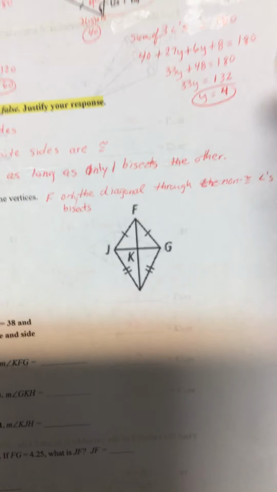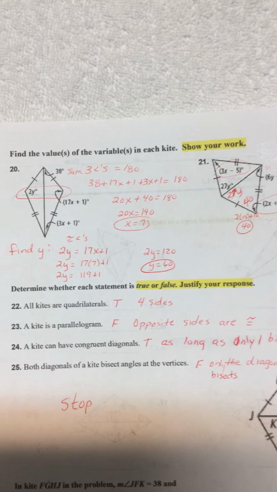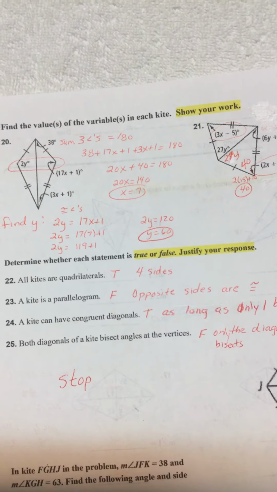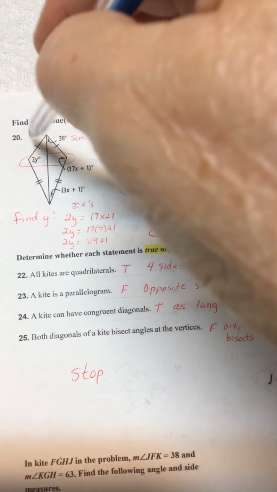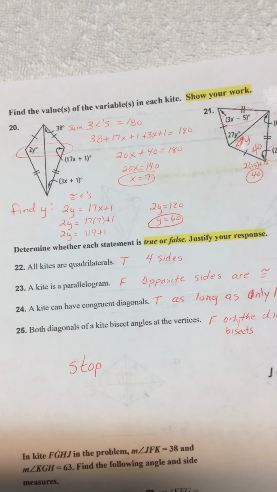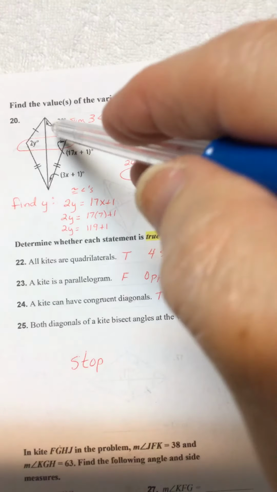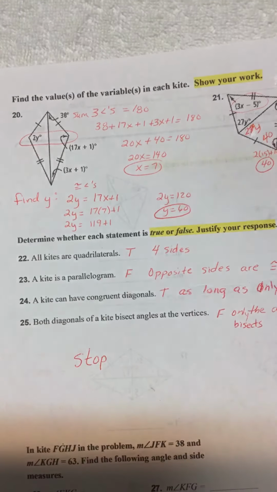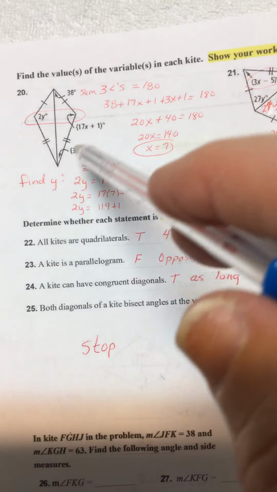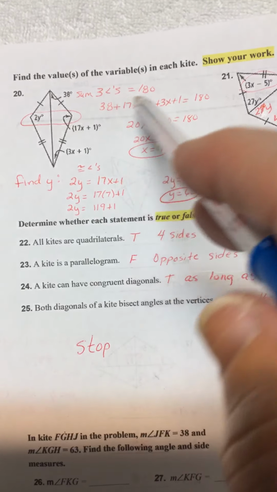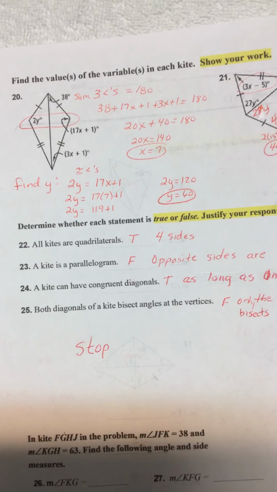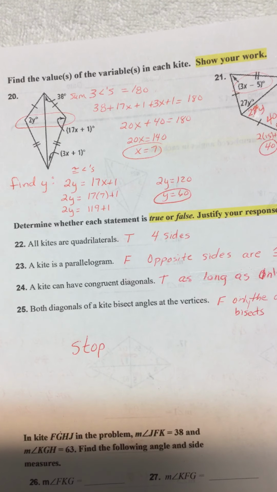All right, let's turn around and look at the back side. On the back side, these problems are a little more complicated because I have an x and a y involved in them. In number 20, I'm ignoring this 2y for the start of the problem. I have a 38, I have a 17x plus 1, and I have 3x plus 1. I notice that those are 3 angles inside a triangle, so their sum has to be 180.